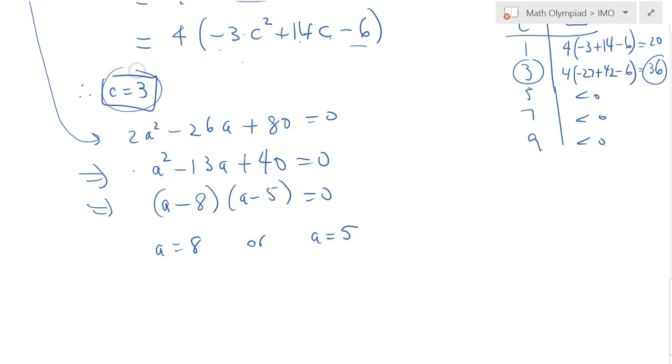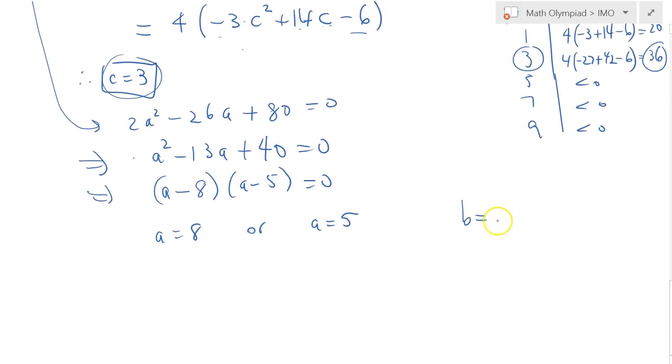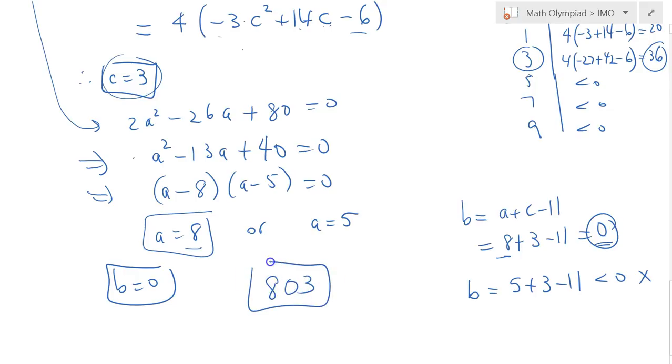So c was 3 already. So therefore b, remember the formula for b. b was a plus c minus 11. So if we plug in 8, 8 plus 3 minus 11, so that looks legit. And the other case would give me 5 plus 3 minus 11. Oh, that one is not legit. So this one is less than 0. So that won't work. So therefore b is 0 really. So b is 0 and a is 8. So this case produces a number abc which is 803. And that's a valid solution too.